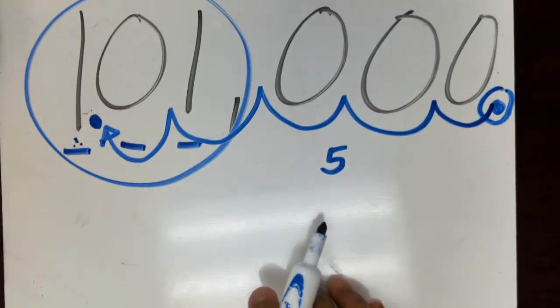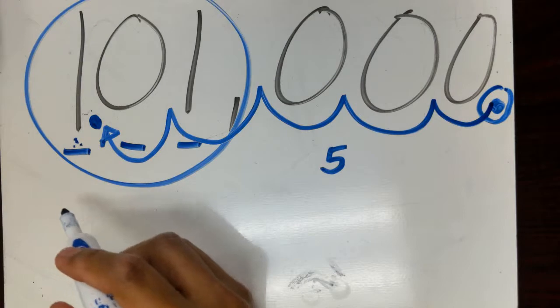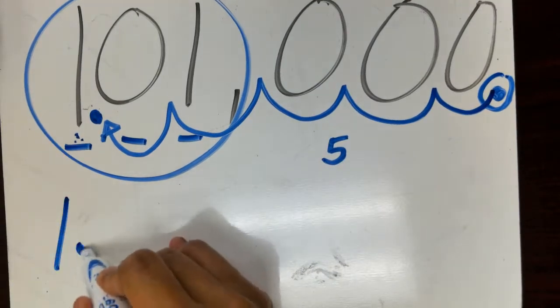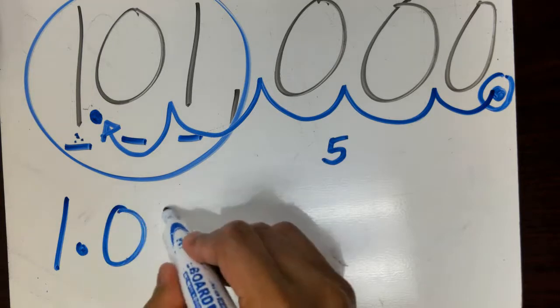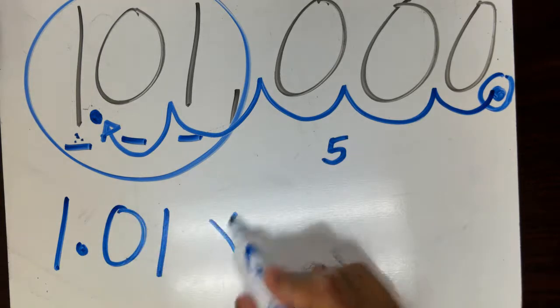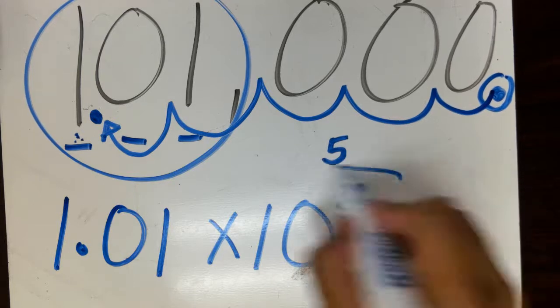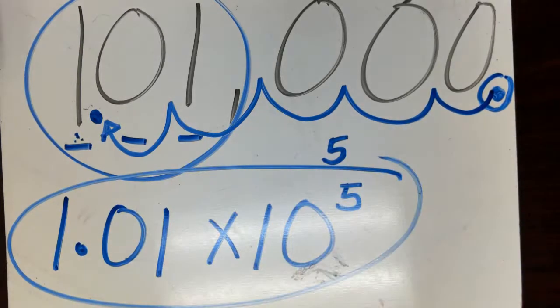Now, are we ready to write down the scientific notation? Yes? So the final answer will be 1.01 times 10 to the power of positive 5. And that's the final answer to your third number.